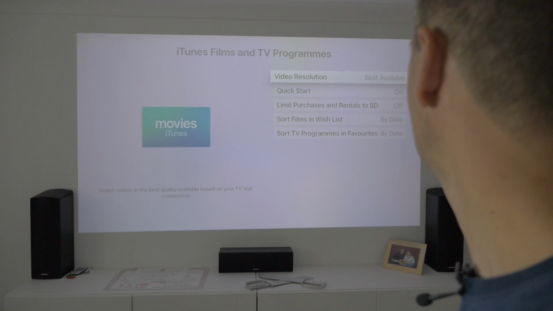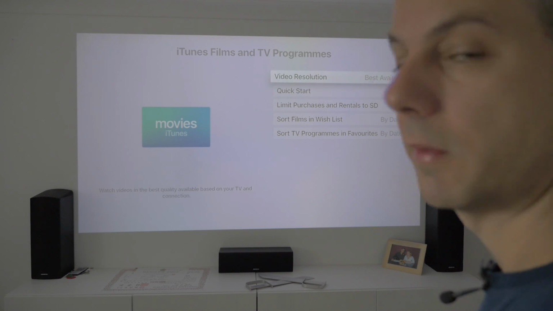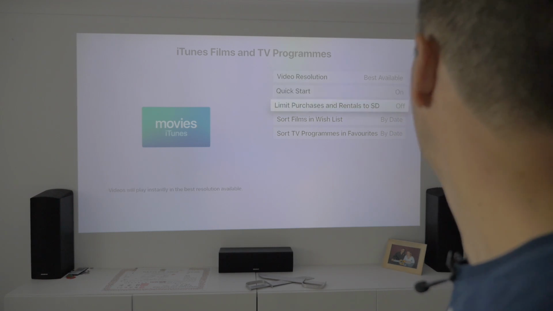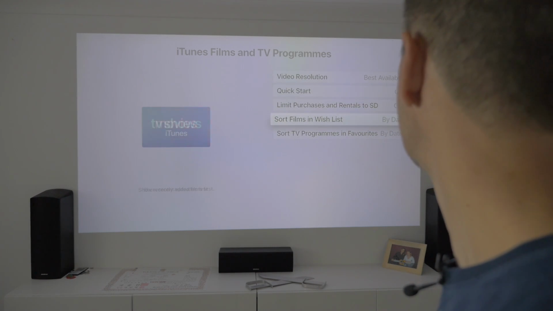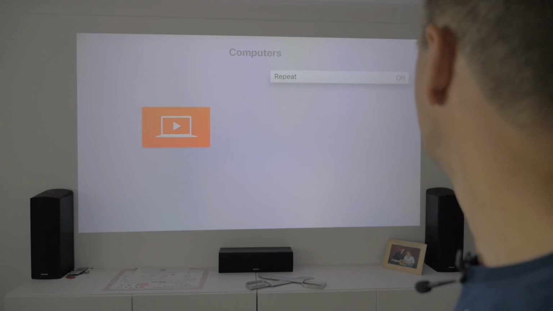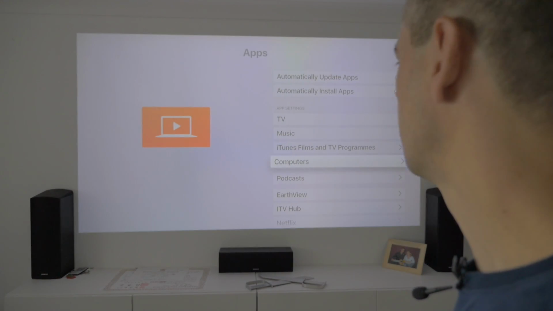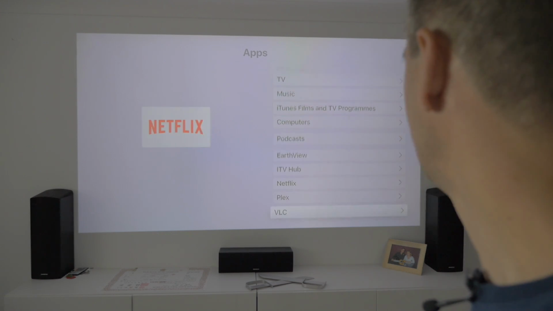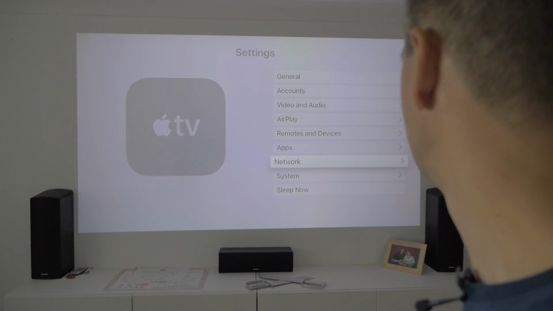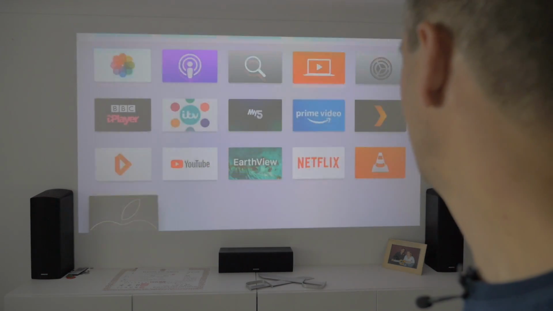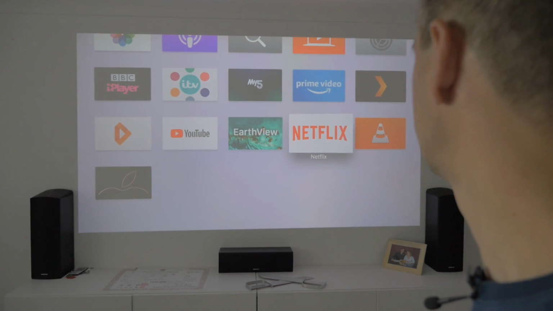iTunes films and programs, video resolution: best available, better or good. So we take best available because obviously you want 4K, and we've got a 4K projector. Show films by date and sort programs by date. Computers. Not sure what that actually does. Podcasts, Earth View, it's just another app I've downloaded. So this is showing the apps that are on my Apple TV. Network is your network. System and sleep is sleep. That's it for there. Right, let's drop into Netflix.